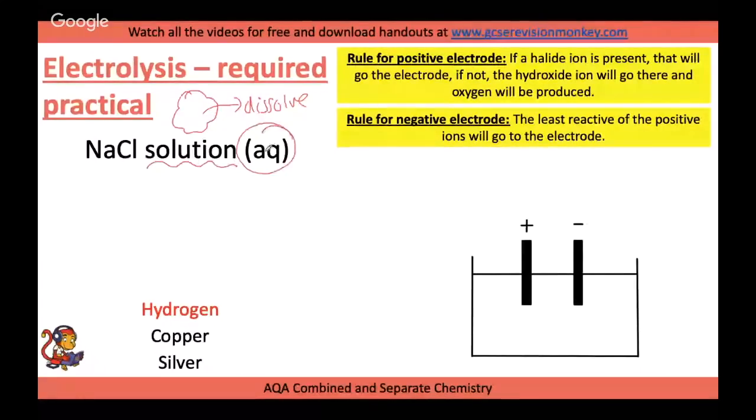Now, again, the first bit's positive, so sodium is positive, and the chloride ion is negative. But this is where things get a little bit more difficult, and this is your required practical one.